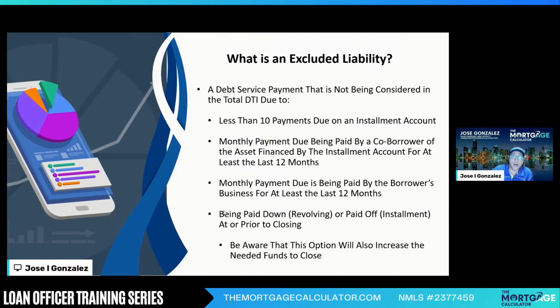The same scenario applies if the monthly payment due is being paid by the borrower's business for at least the last 12 months. That's another way in which we can do it. I've had this scenario where it was less than 12 months, it was only 10 months, but the borrower had done that on the previous vehicle.